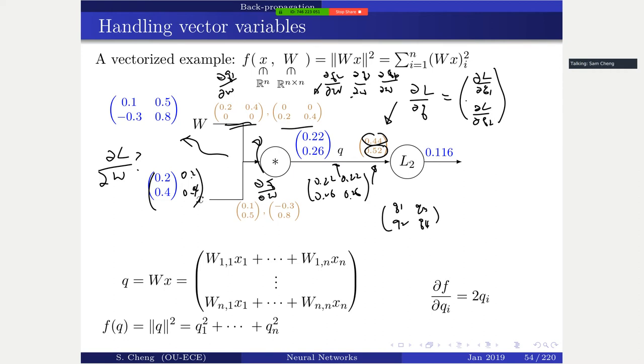Yes, so we are talking about Q3 and Q4 also. What will be Q3 and Q4, like partial Q3 with respect to W? Basically, if I have the same 0.2, 0.4, of course my output here will be identical, right? It's also 0.22. So the Q now is 4 by 4. Yes, because if I change X to 2 by 2, then my Q will be 2 by 2 also, right? Because both W and X are 2 by 2.